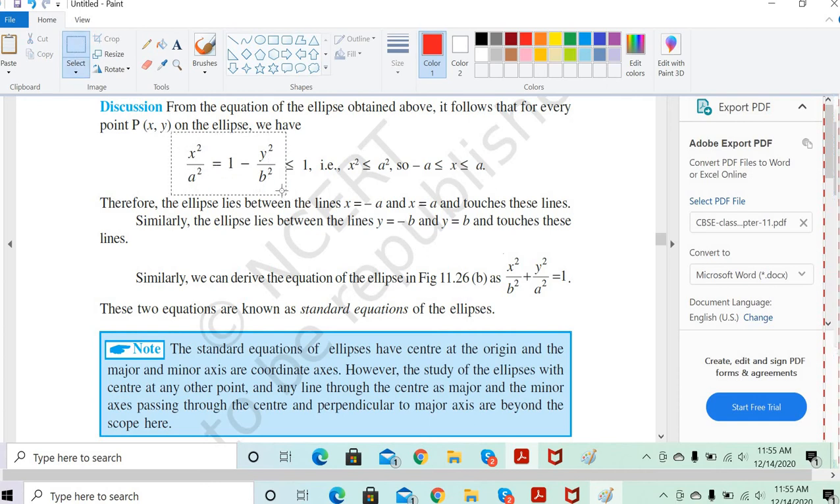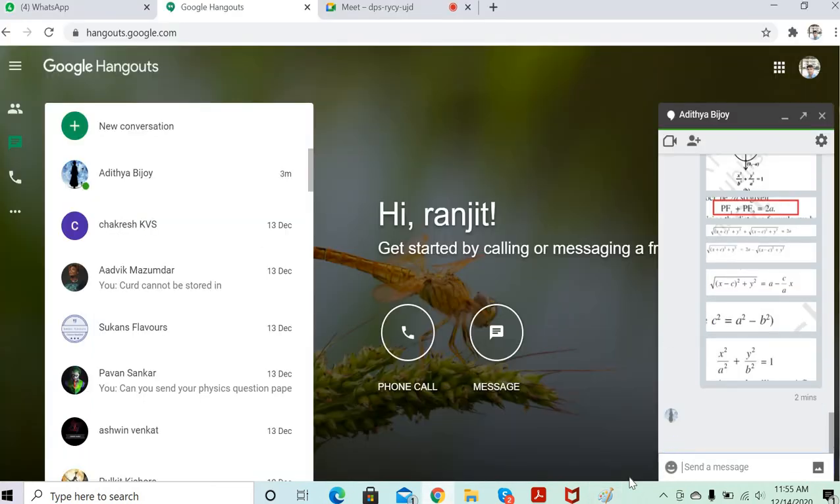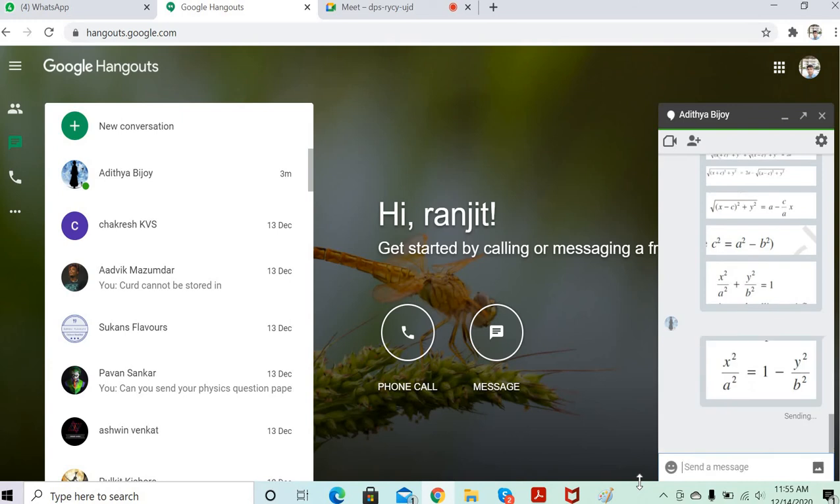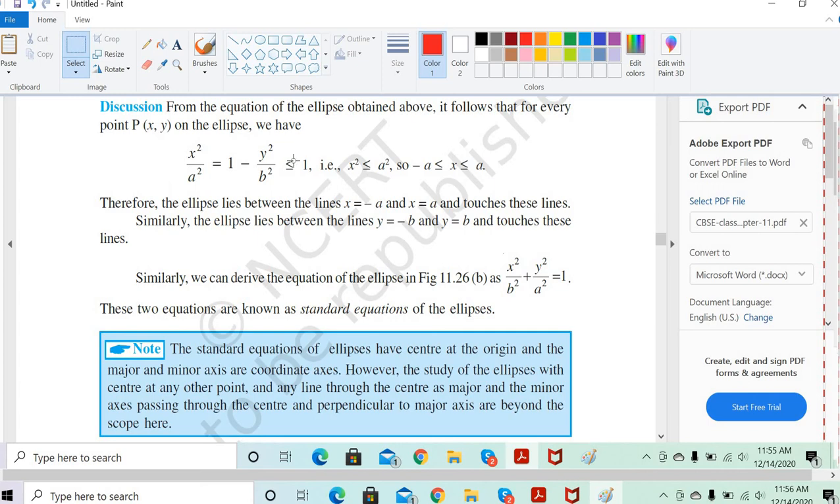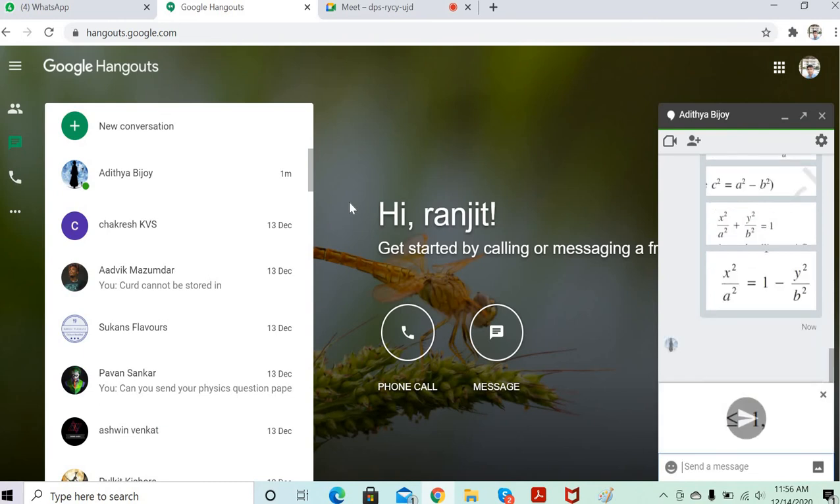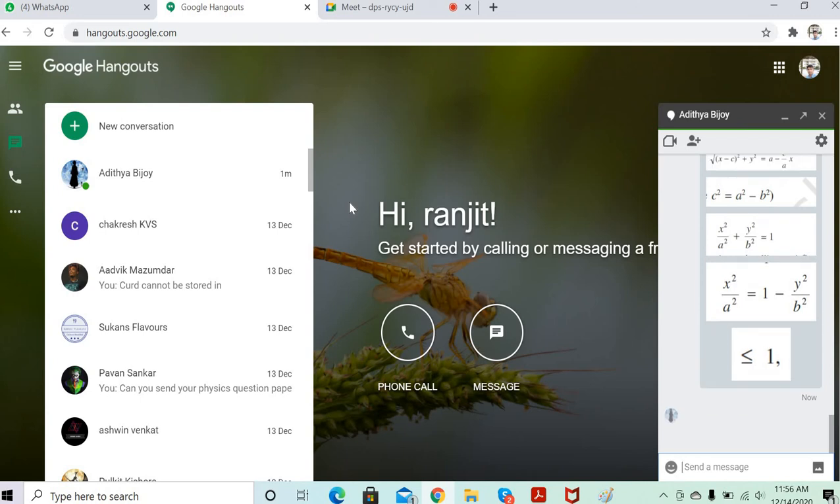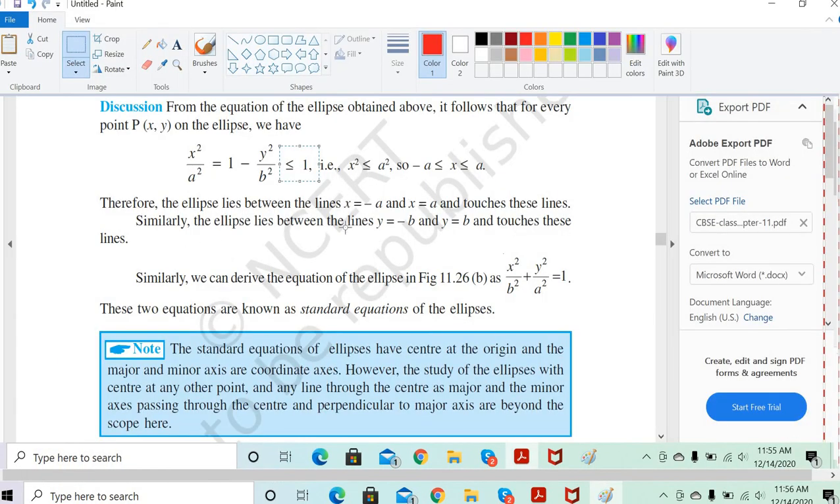First let's try to understand this. When we got the equation, now we make x square by a square the subject. So transpose y square by b square to the other side. So it will become 1 minus y square by b square, correct? Now 1 minus anything will always be less than or equal to 1. So x square by a square is always less than or equal to 1. Correct?